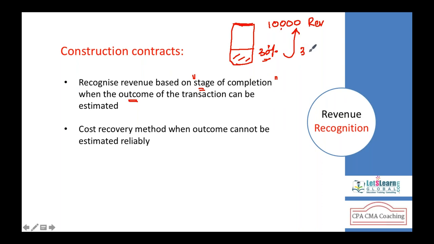So 30% of 10 million is 3 million, and what is the cost you incurred so far? Cost incurred should be deducted to get the gross profit of the current period. So we need to calculate the percentage completion, and we need to calculate the cost incurred. Calculation of percentage completion, calculation of the cost incurred in the current period, then you can calculate gross profit. This is in the first year, for example.